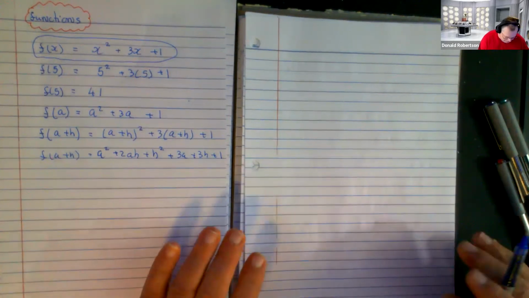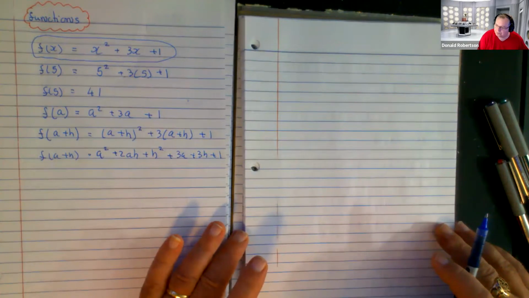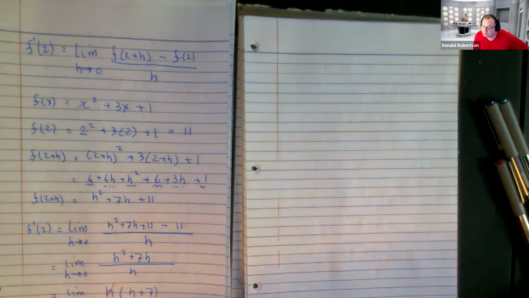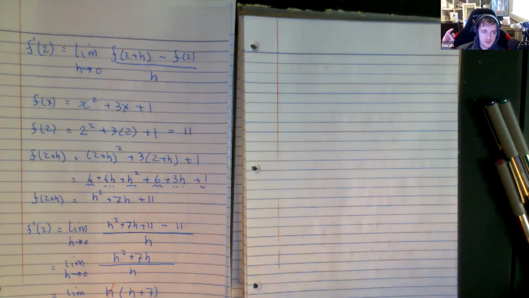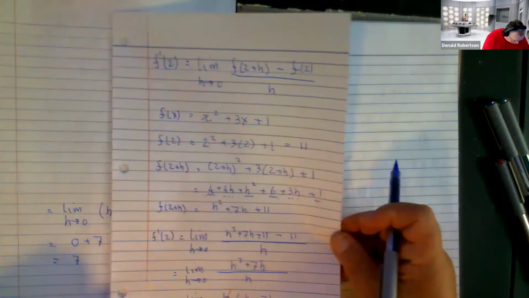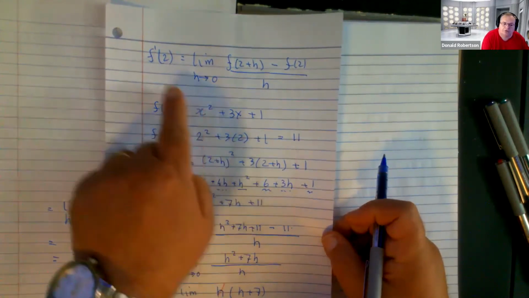Any questions so far? You were solving, you gave the example f of 2 plus h minus f of 2 over h. Yes. Where did the x squared plus 3x plus 1 come in? That came in because this was the function that we were going to find the slope of the tangent line at 2 from. Oh, okay.